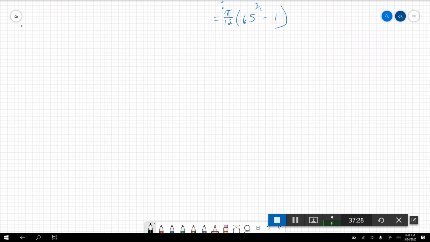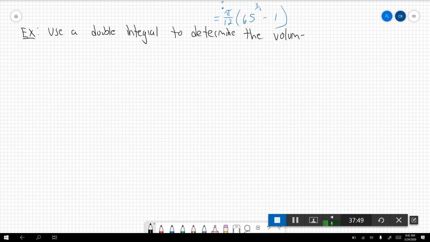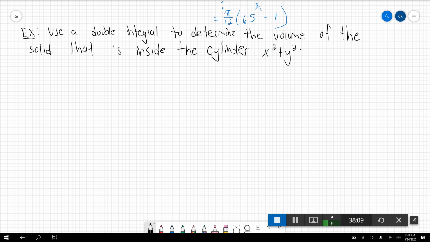So on this next example, we want to use a double integral to determine the volume of the solid that is inside the cylinder x squared plus y squared is equal to 16, below z is equal to 2x squared plus 2y squared, and above the xy plane.